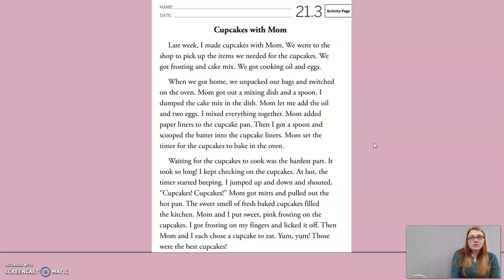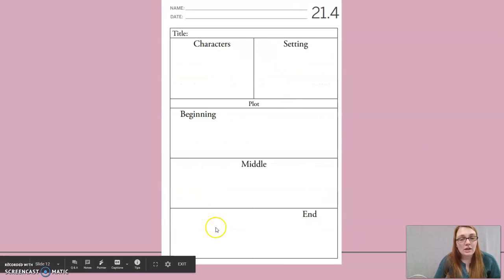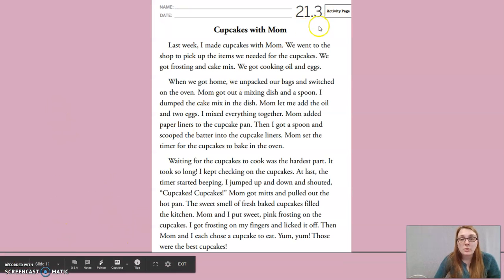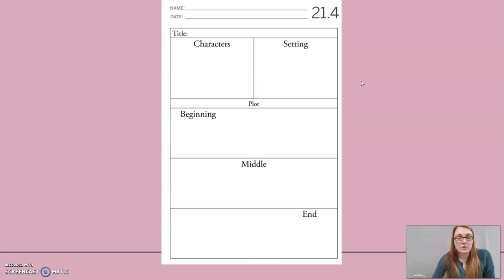Okay, so what you're going to do next is you're going to read 21.3. Okay, it's called Cupcakes with Mom. You're going to read this personal narrative. And once you're done, you're going to fill out your own chart. Okay, so 21.3 is in your activity book. If you don't have it and you need to view it, just simply pause the video now to see the story. And then when you're done, you're going to fill out 21.4. Okay. Same thing we just did. The title, character, setting, beginning, middle, and end of the plot.